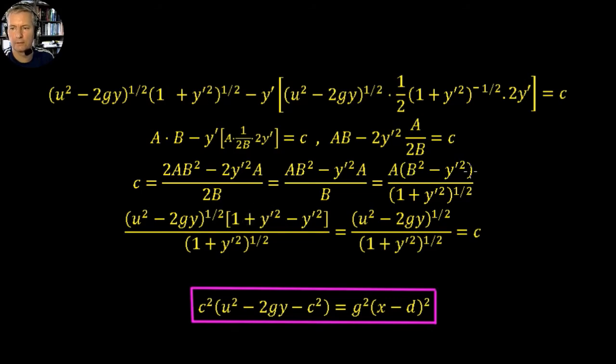And then we can take off our minus y derivative squared, and it's just going to be left with this term here: (u squared minus 2gy) to the power of a half upon (1 plus y derivative squared) to the power of a half is equal to a constant.